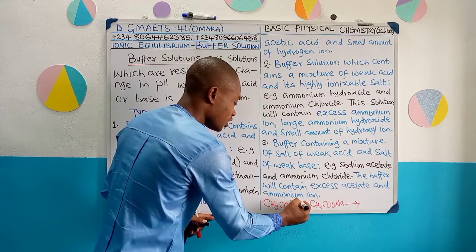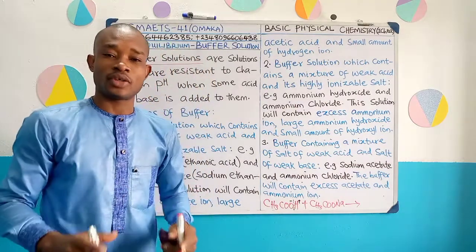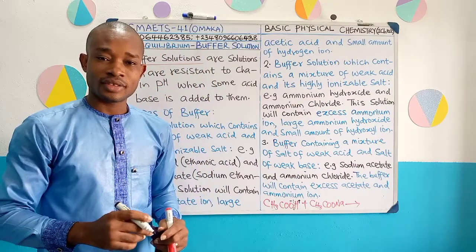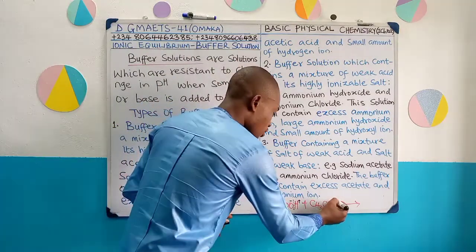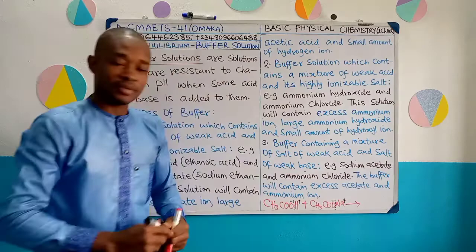Now you know that during dissociation, this acetic acid will dissociate and release hydrogen ion. This is positive, this is negative. CH3COO- is the acetate ion. Now, this will also dissociate here. Sodium is positive, this is negative.